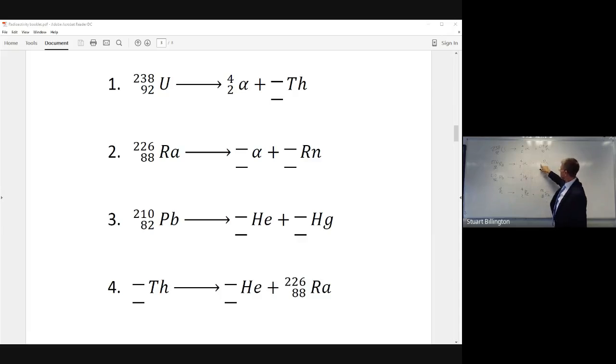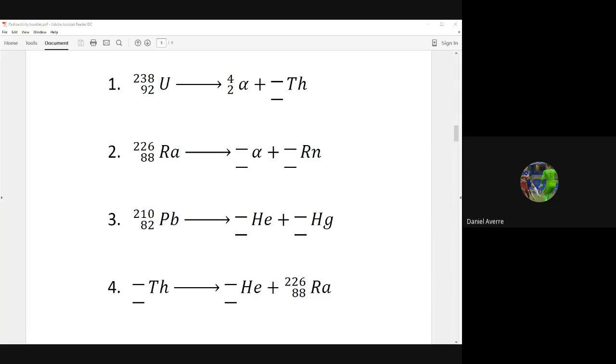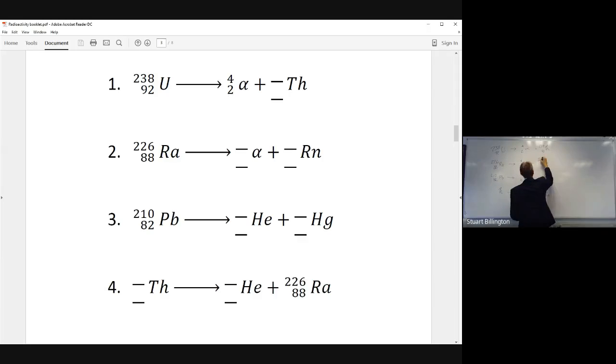4 and 2 left, so what's that leave us behind? Shout it out. Is it 222 and 86? Yes, it is. Thank you very much. So element 86 is the element radon, not to be confused with radium. And radon has got 86 protons and 222 protons and neutrons altogether. 222 plus 4 is 226. 86 plus 2 is 88.